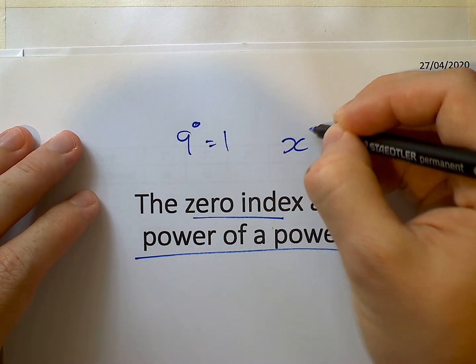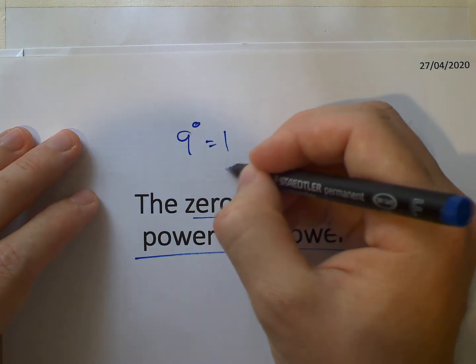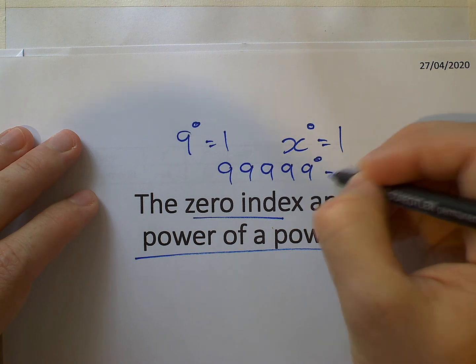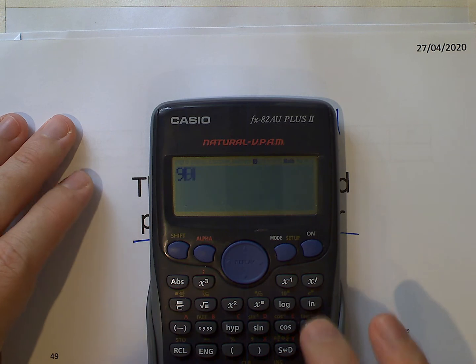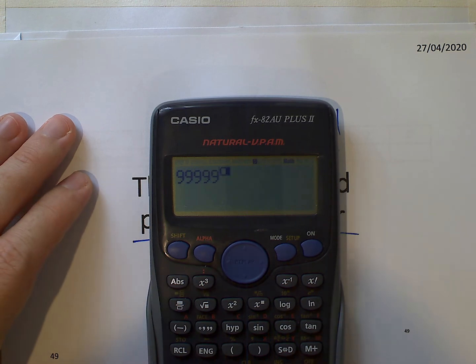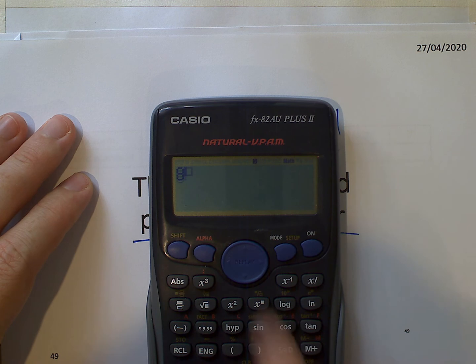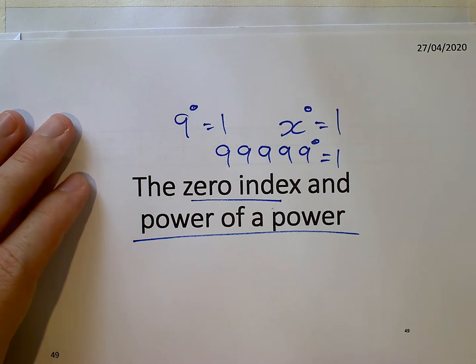It can be x to the power of 0, it will equal 1. It could be a very large number, so let's say 99999 to the power of 0 will equal 1. And we can test this on our calculator. Let's say 99999 to the power of 0 equals 1. No matter what number to the power of 0, it will always equal 1, no matter what. That's our first rule.